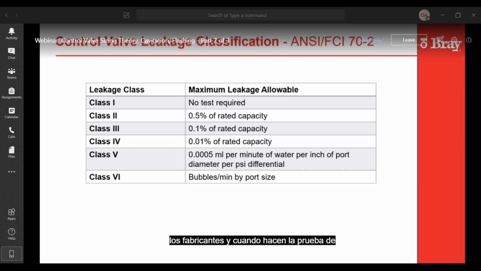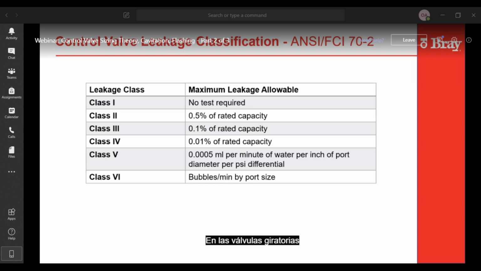All of these allow leakage, including class 6, which they consider bubble tight because there's a certain amount of bubbles that are allowed to leak at the factory when the valve is new. Also, class 5 is more for metal seated valves, and that also allows leakage. So this standard allows leakage when the valve is sold to you. It has a leak rate that's acceptable.